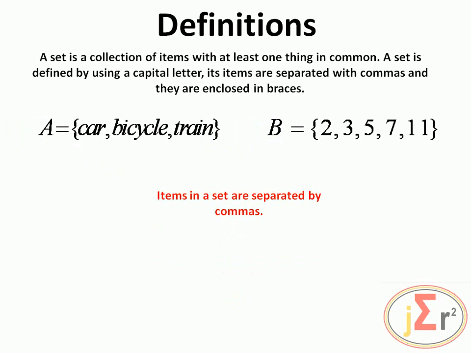Items in a set are separated by commas, and if we look in set A, we have 2 commas separating those 3 items. In the other set, we have 1, 2, 3, 4 commas separating the items.